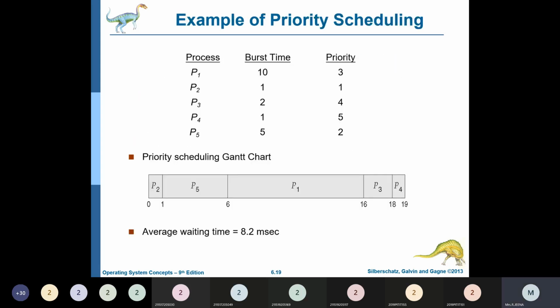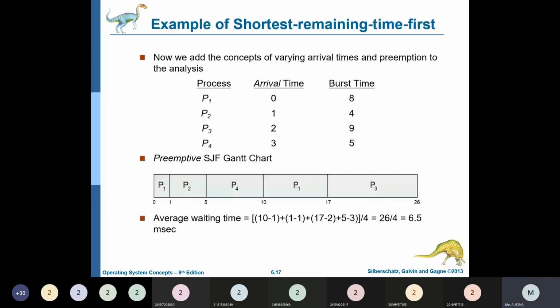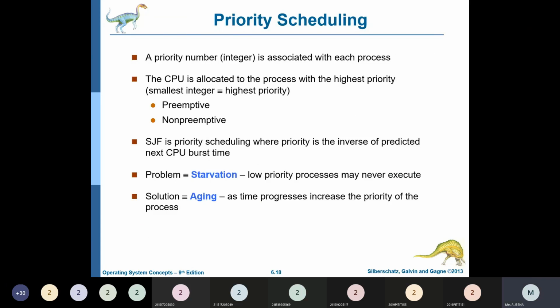So this is all about the SJF. SJF itself has its divisions, like shortest remaining time first and priority scheduling. Priority scheduling is based on the burst time.